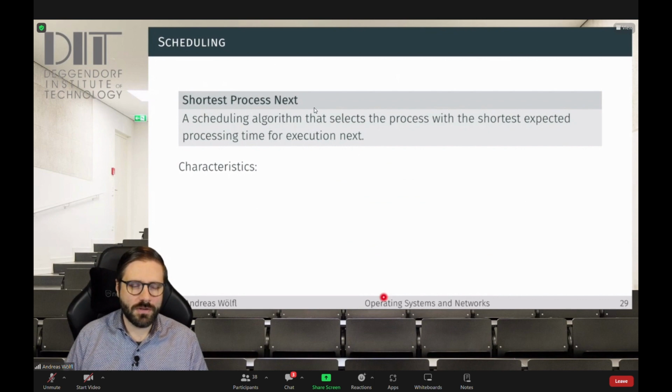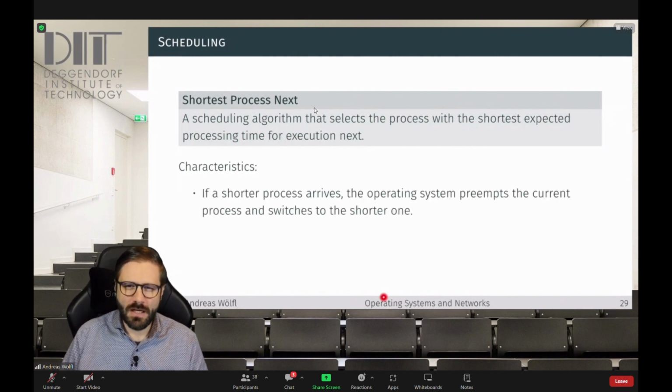The next algorithm is shortest process next. This is an interesting algorithm because shortest process next optimizes towards response times. It works according to the name. The process with the shortest remaining burst time is the one that is selected for execution. So if a process runs and a shorter process arrives, the operating system preempts. So shortest process next is a preemptive algorithm.